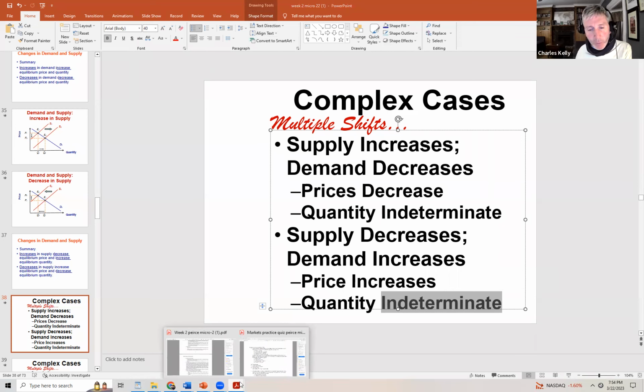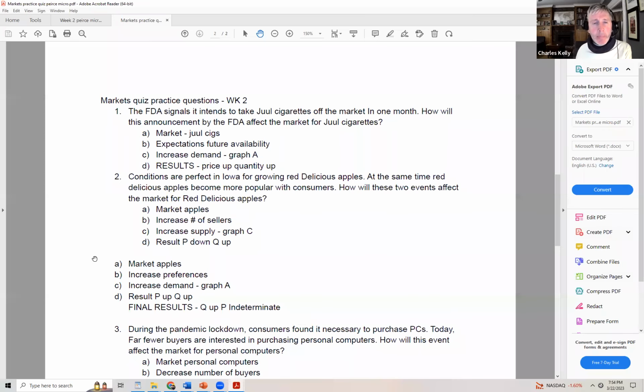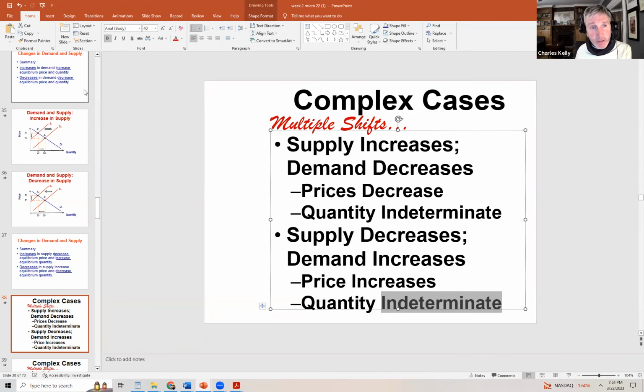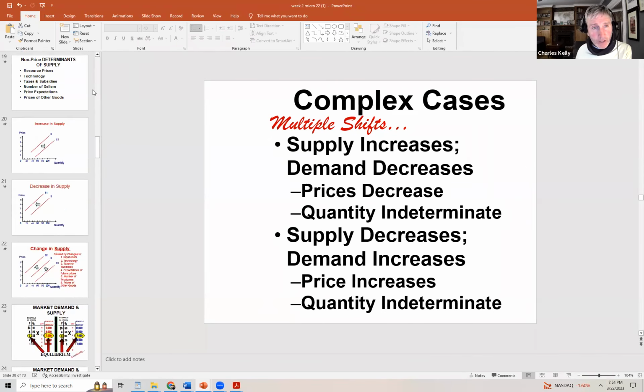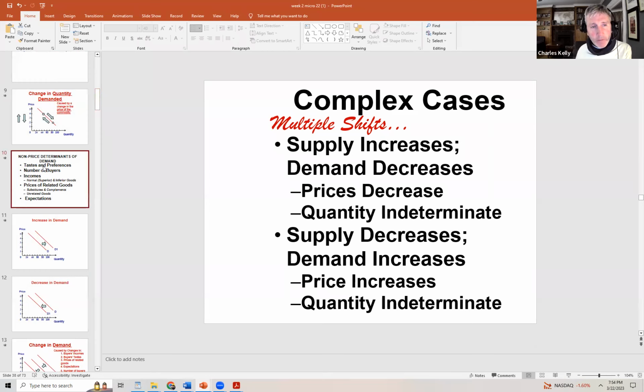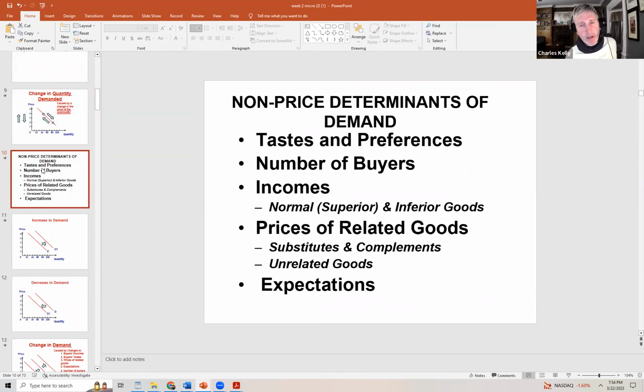So let's go back and see first what happened to demand. We already did the supply side of the scenario. At the same time, these Red Delicious apples became more popular with consumers. This one should be pretty straightforward. More popular is number one right there: tastes and preferences. Or you could say more buyers. Either one would be fine. If you said an increase in the number of buyers or an increase in tastes and preferences, that's going to be acceptable.